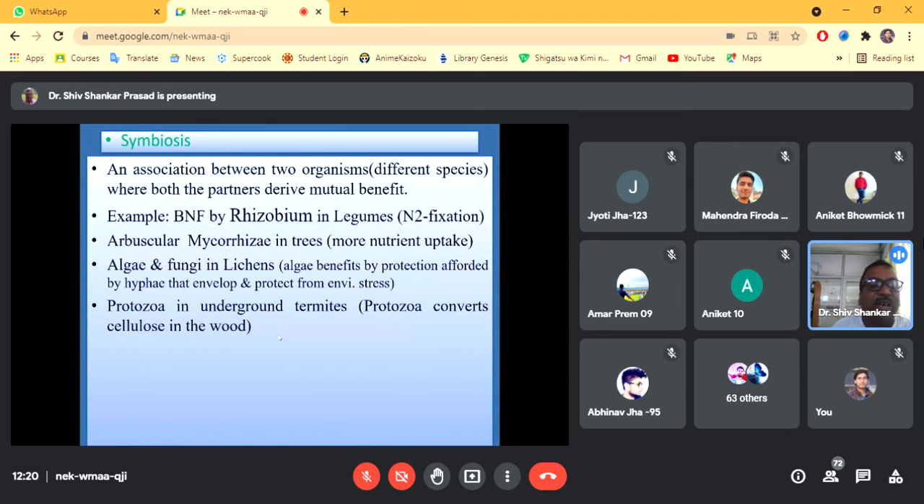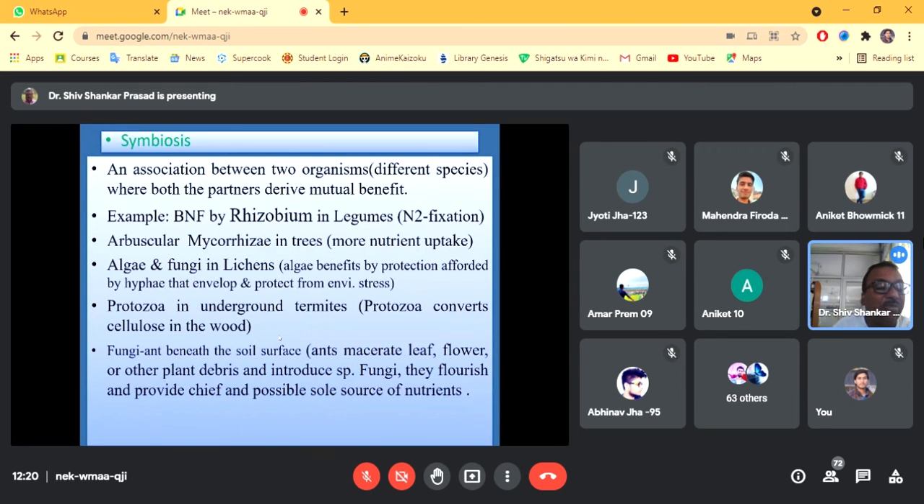Okay, so in the termite's gut, these protozoa are there, and the protozoa convert the lignin of the wood. In the same way, some fungi and ant relationships are there. So the ants which are living in the soil make a big hole.